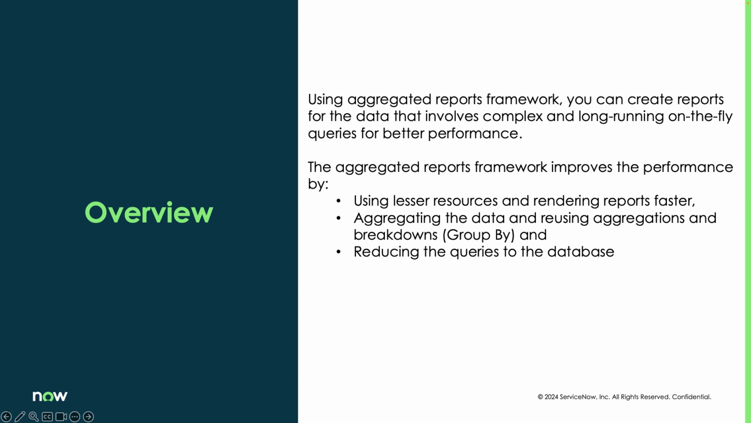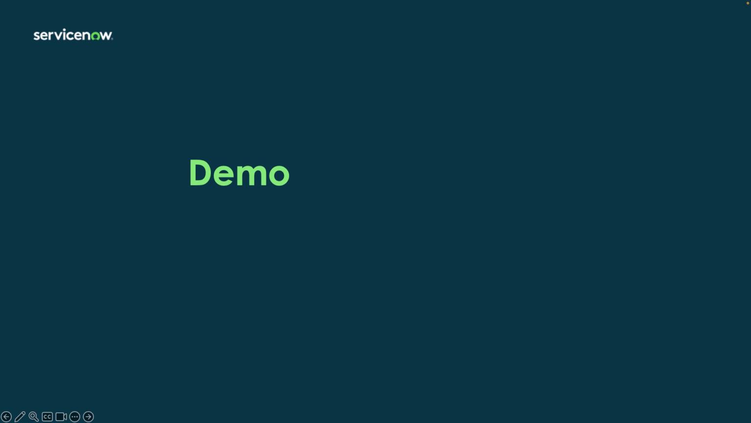So when you have more than 1 million vulnerable items, you should use the framework provided in the Vulnerability Response Common application scope alongside any kind of standard reports that you may still need to use. So with that said, let's jump into a demo here.